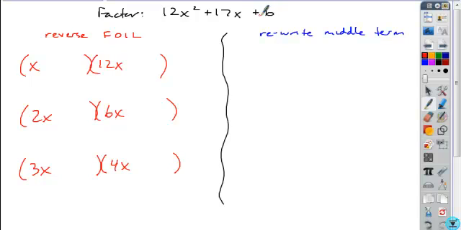The last term is a positive number, which means the signs are the same, and the overall sum of the outer and inner products is positive, so we know that all of these signs have to be pluses. So we can add those.